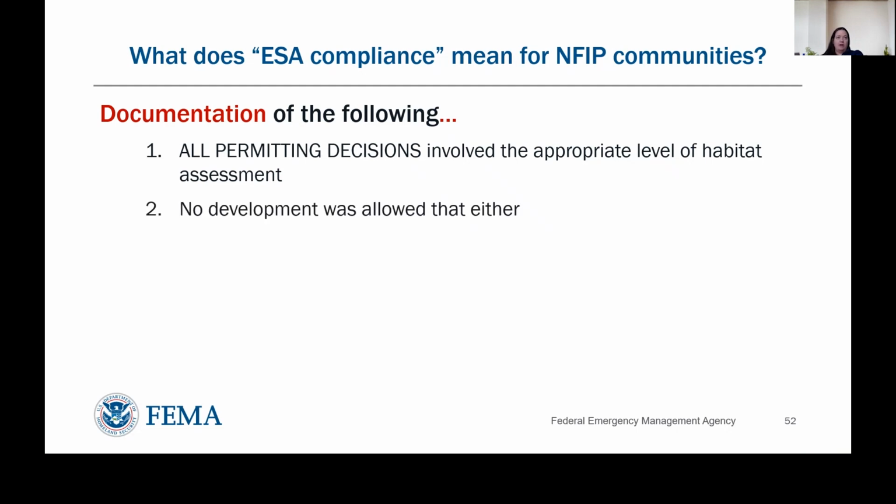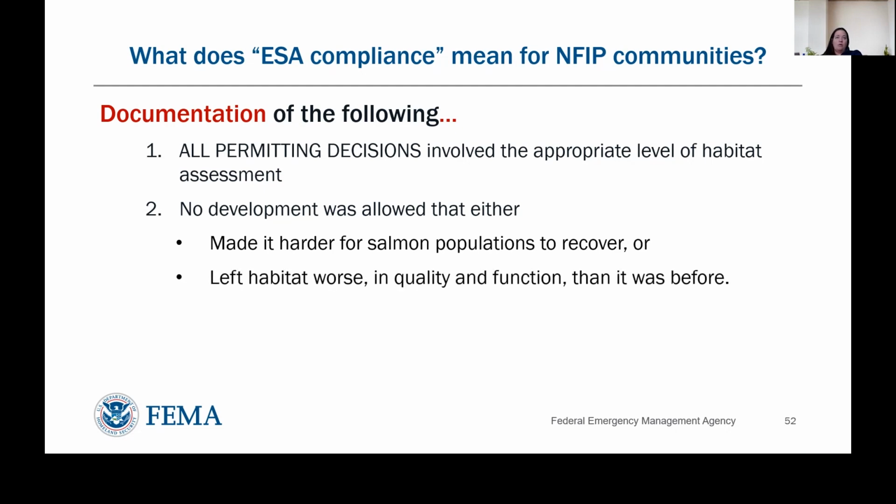We'll talk about that a little bit as we go on, and that no development was allowed in your SFHA that either made it harder for salmon populations to recover or that left habitat worse in quality and function than it was before. The second part is important because the BiOp doesn't require us to make things better than they were before. I mean, we would all hope that that would be the case as often as possible, but the BiOp just requires us to have a real detailed idea of the quality and function of habitat at any location of proposed development before that development, so that we can then weigh any potential impacts of the proposal against what's there at that point.